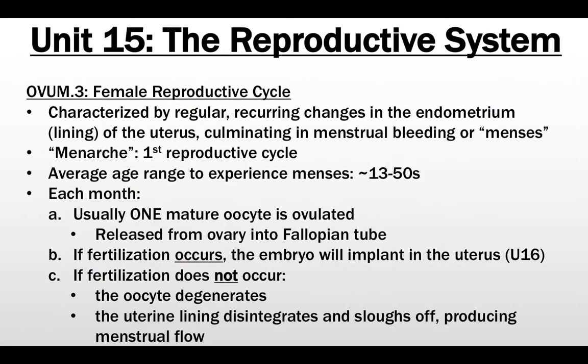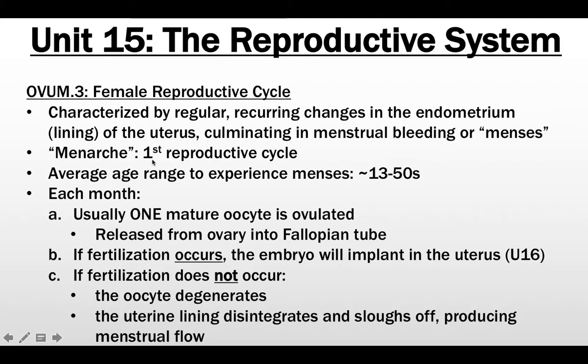Okay, OVUM.3. Let's start with the female reproductive cycle. We mentioned in the last video that women have about a 28-day cycle during which the lining of their uterus, known as the endometrium, is increasing in volume in order to receive and host the development of an embryo. If there is no embryo, then we culminate in the menstrual bleeding, or menses, by which we shed that thickened uterine wall and then begin the process all over again.